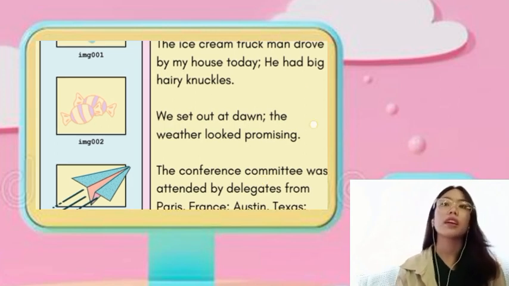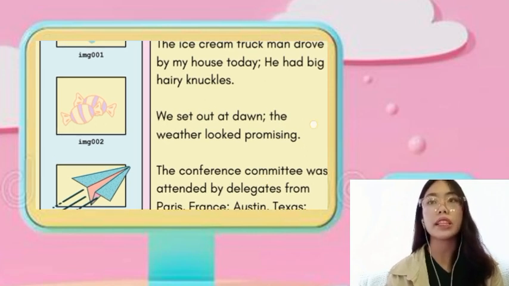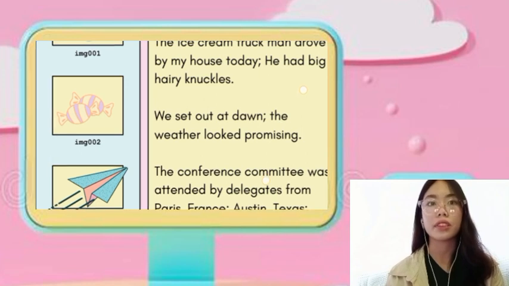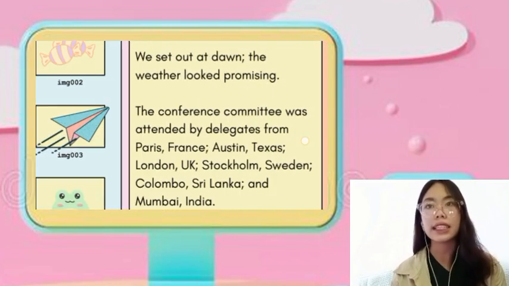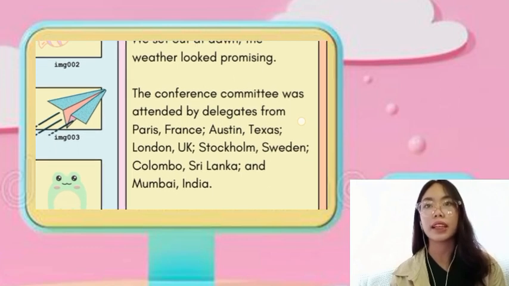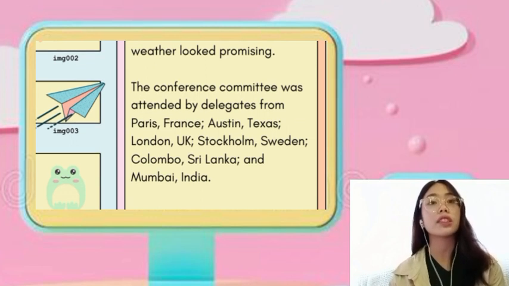The second example: we set out at dawn; the weather looked promising. Both statements are also independent clauses. They are related with each other and they are also joined through semicolon. And lastly, the conference committee was attended by delegates from Paris, France; Austin, Texas; London, UK; Stockholm, Sweden; Colombo, Sri Lanka; and Mumbai, India. In this example, the semicolon were used to assemble or to show the detailed list of those who attended the conference committee.